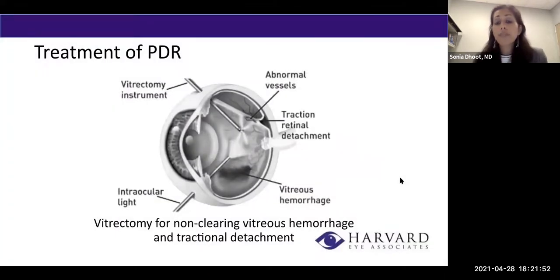Sometimes if there's blood that's not going away in the vitreous hemorrhage, then we need to go in and surgically remove the blood, and we can do laser at the time of surgery as well. Like I talked about earlier, if there's a traction retinal detachment, that's something that needs to be repaired surgically as well by a retina surgeon.